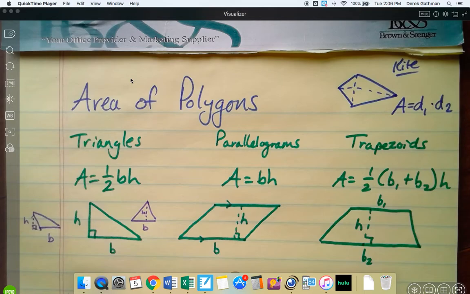Parallelograms, pretty straightforward, base times height. Your base is one of your parallel sides. The height is the distance between those two parallel sides. Trapezoids, 1/2 base 1 plus base 2. These are not exponents. They're subscripts, meaning just base 1, base 2, not base to the first power, base to the second power. So we add those two up and then multiply it by its height. The bases are the parallel sides, and the height is the distance between those parallel sides. So those are the formulas that we're going to use in our polygons here. This is pretty straightforward. This should be pretty much review for you, but we do add in the kites.